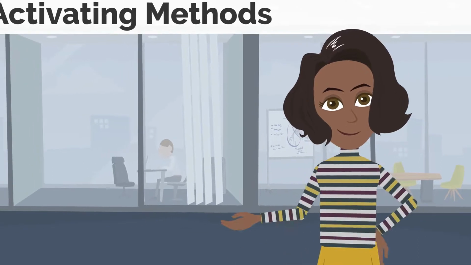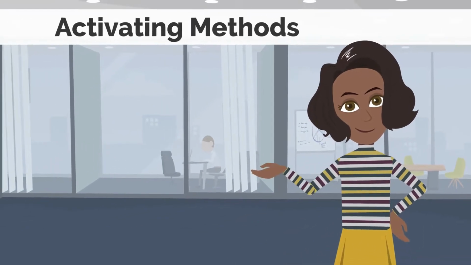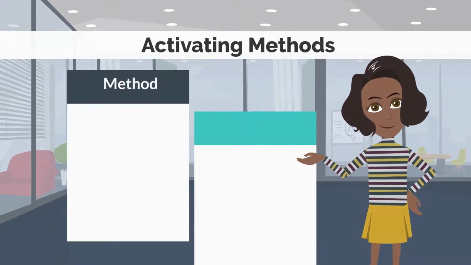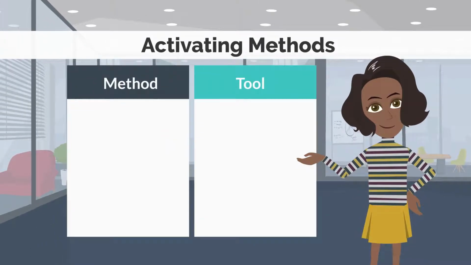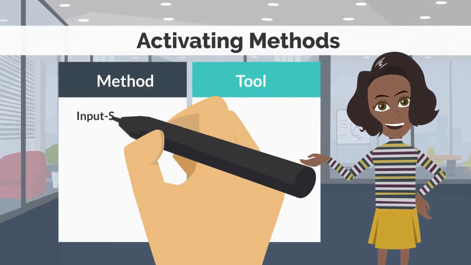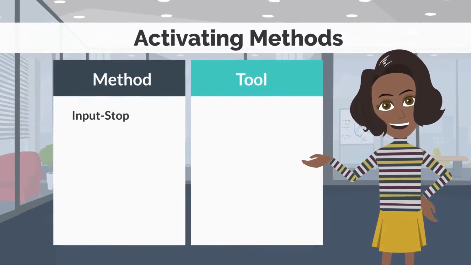Specific methods. So what can we do exactly? You can also use so-called activating methods. Activating methods often describe precise procedures to achieve certain didactic objectives. The following is a good overview about a couple of possibilities. Some are also included in this video. A simple method is the input stop.